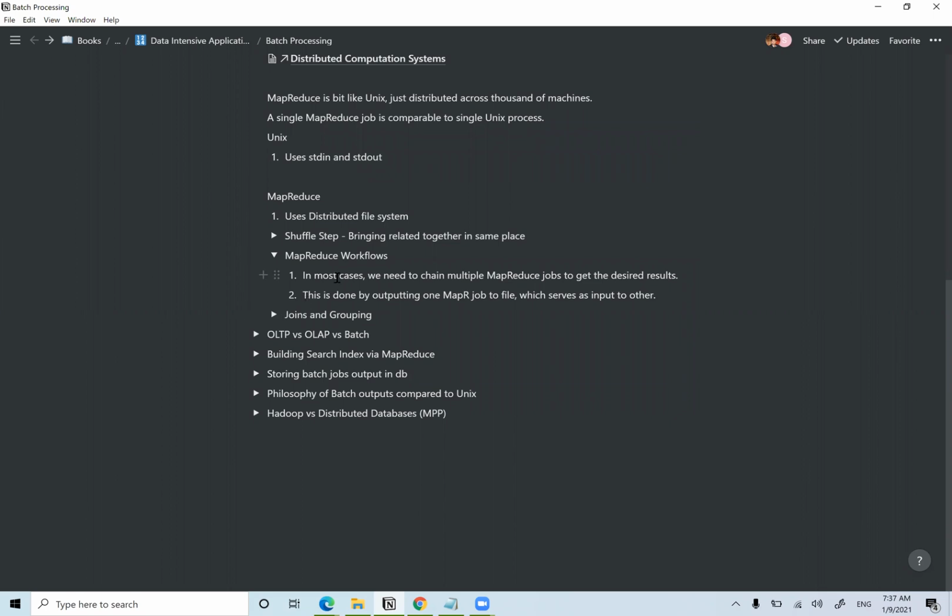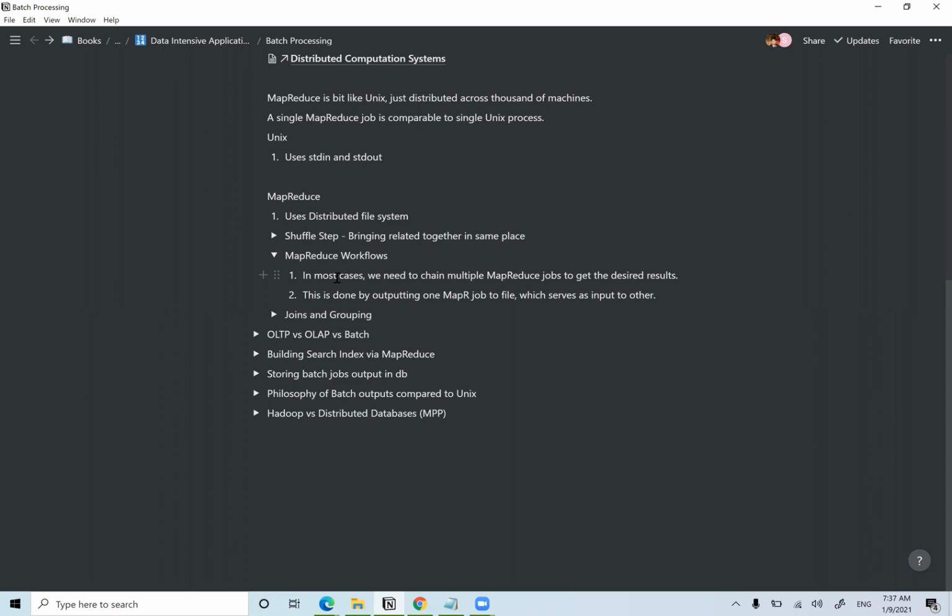Then we will discuss what's the difference between OLTP versus OLAP versus batch processing, right? Then how this MapReduce kind of batch processing could be used in various applications. One good application could be building search indexes. So that's one thing we could understand, how search indexes are built through MapReduce, right?